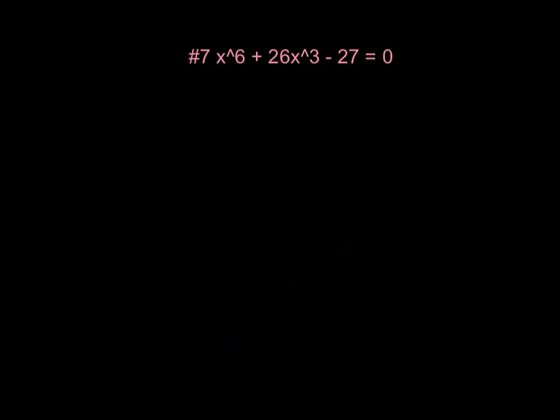Okay, this is where it gets fun. So, this time we have x to the 6th. Now, if you break down x to the 6th, you get x to the 3rd and x to the 3rd. We need something that multiplies to 27 but subtracts to 26. Well, that's pretty easy. That's 27 and 1. The 27 needs to be positive and the 1 needs to be negative.